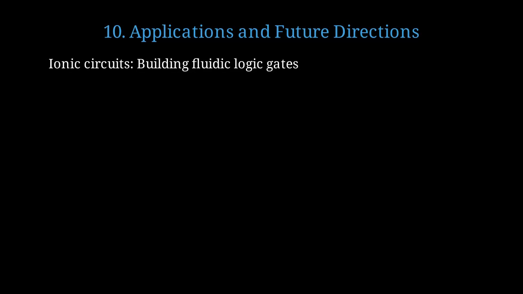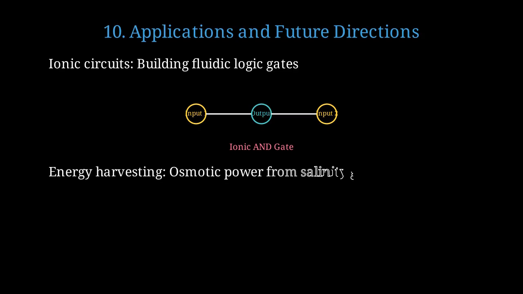These nanofluidic diodes have exciting applications in various fields. Researchers are building ionic circuits with logic gates, creating fluidic computers that operate with ions instead of electrons. For example, an ionic AND gate uses two nanofluidic diodes in series, producing output only when both inputs exceed threshold voltages. Nanofluidic systems can harvest energy from salinity gradients between seawater and river water, converting osmotic pressure into electrical power.